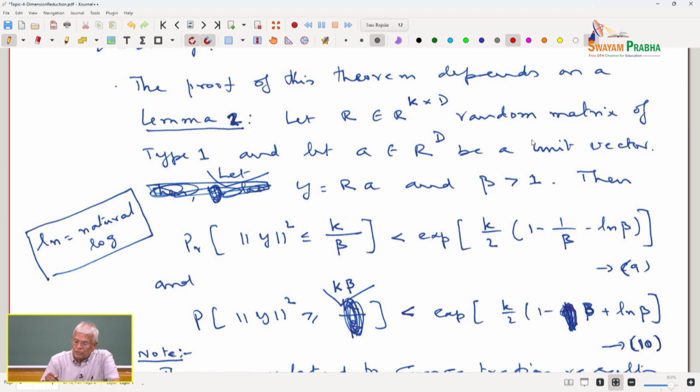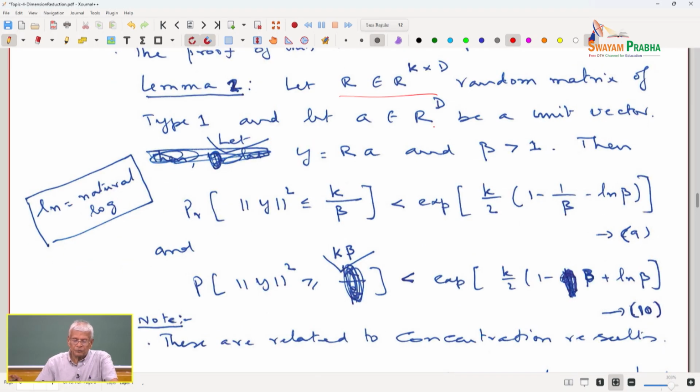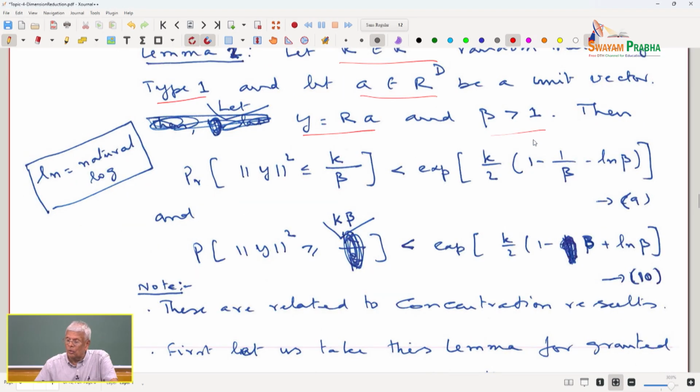So lemma 2: let R be a k by d random matrix whose elements are i.i.d. Let A be a unit vector. I'm restricting myself to a unit vector without loss of generality. Y is equal to R times A. I'm going to assume there is a constant beta, which will play a very important role.